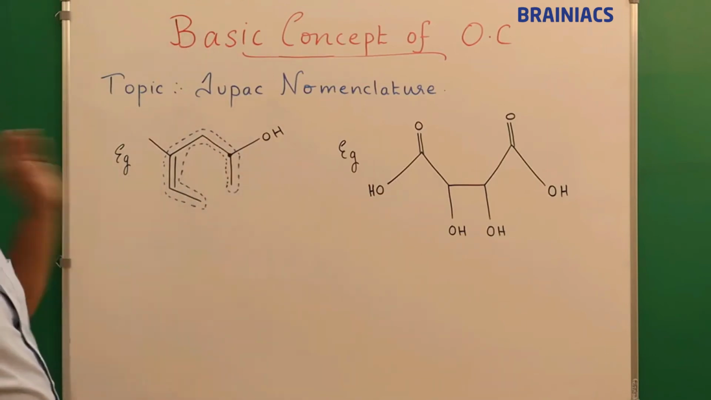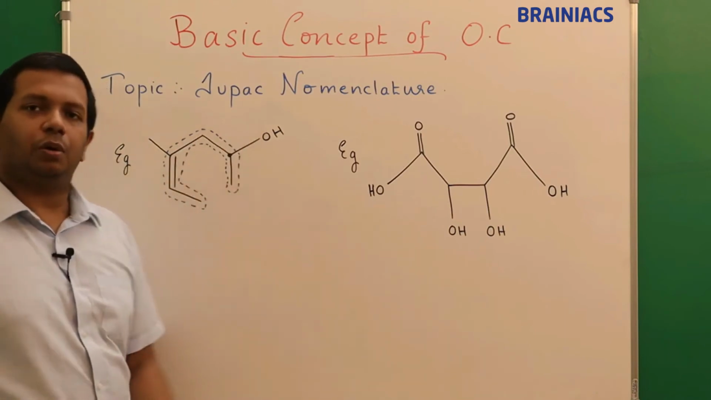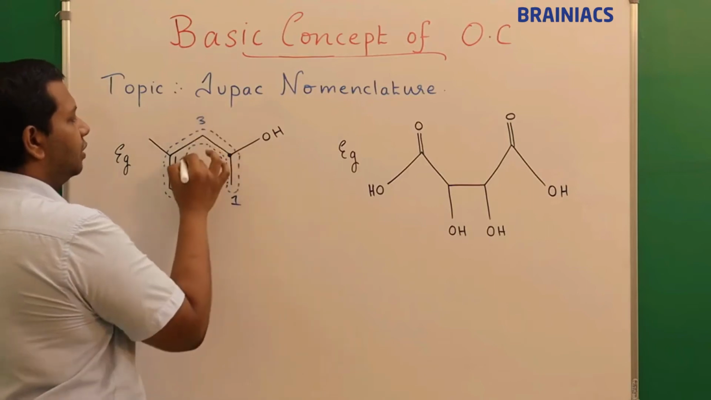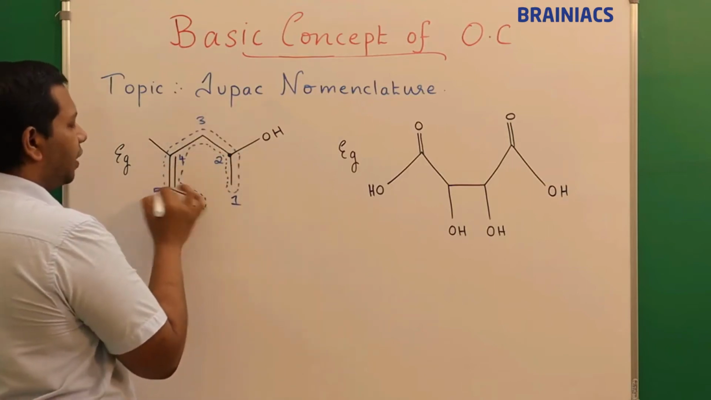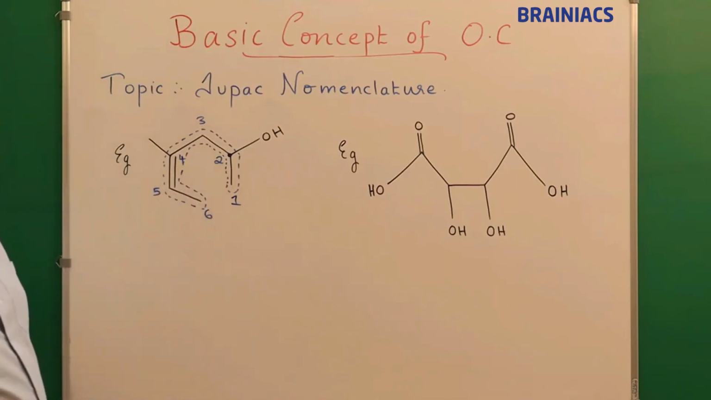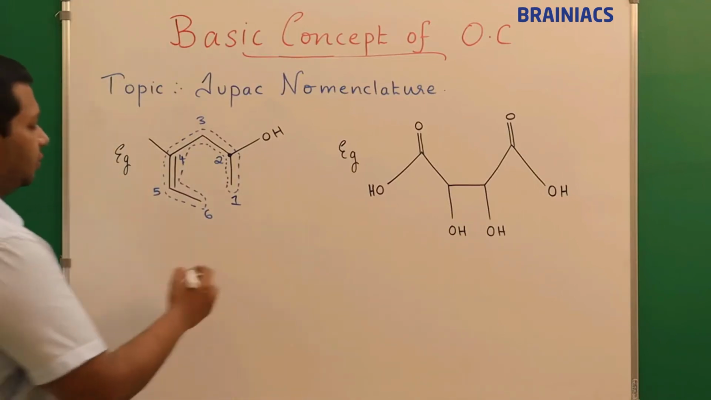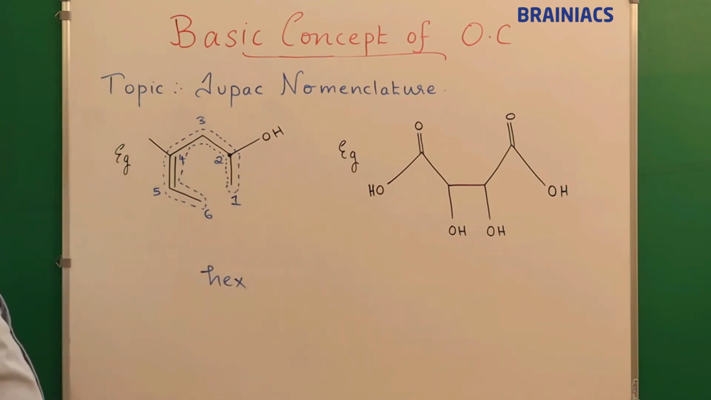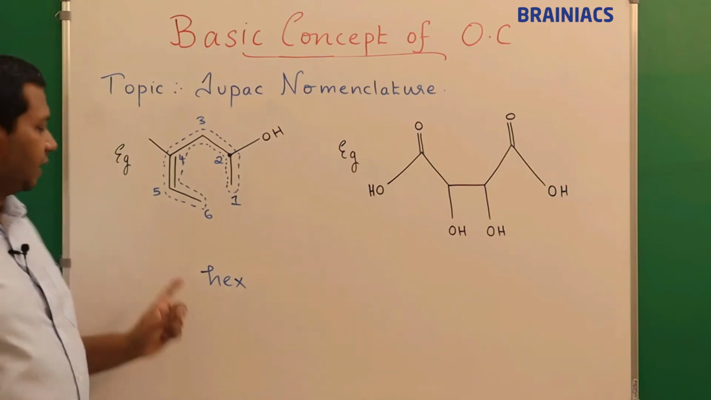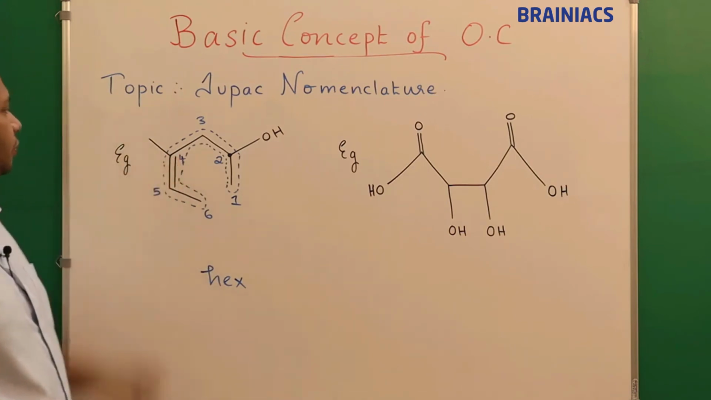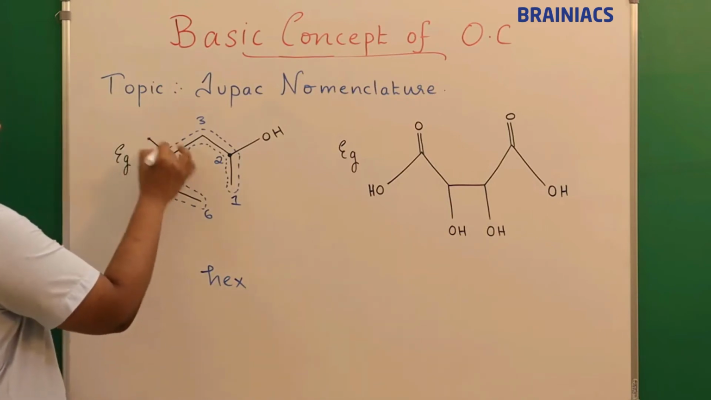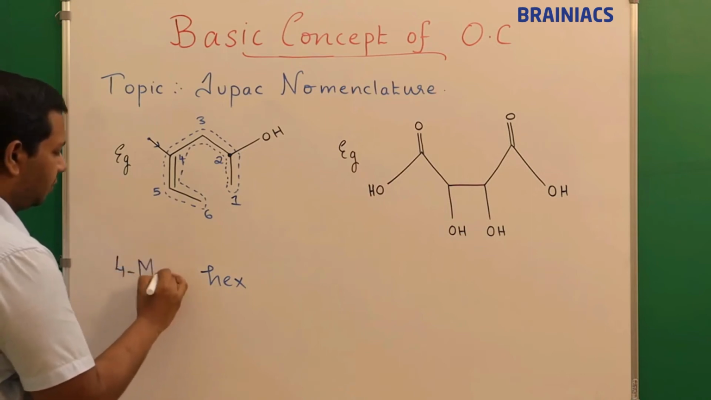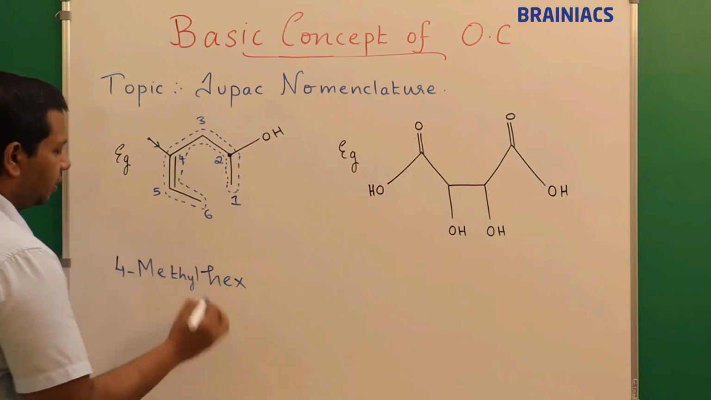Okay, now we should number it in such a way that the functional group gets the lowest possible number. So this should be 1, this should be 2, this should be 3, this should be 4, this should be 5, and this should be 6. Correct. Now, 6 carbon atoms are there, so the word root is hex, and there is no primary prefix, but a secondary prefix is there. Substituents are present at position 4. That is a one-carbon substituent, so that is 4 methyl. So I can say 4 hyphen capital M methyl. Okay, hex.